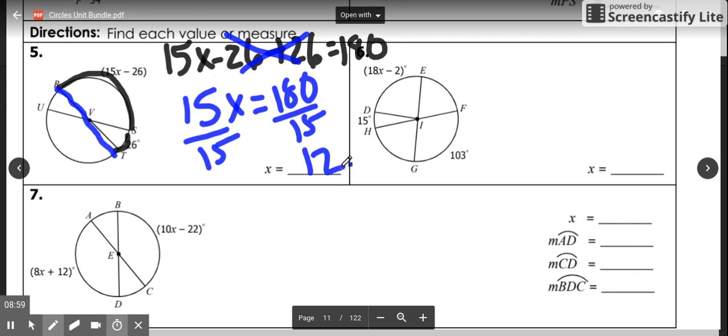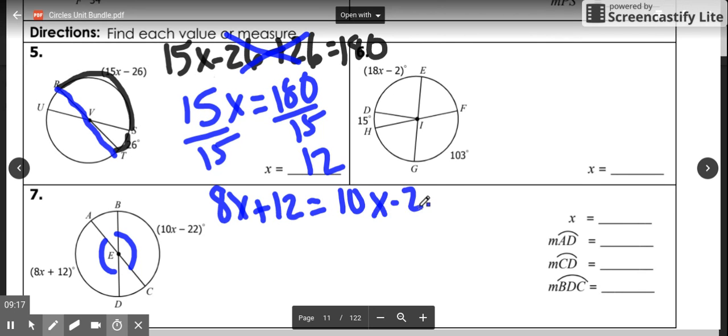Now I'm going to go ahead and set up number 7 for you just so you can see another scenario. But if you look at number 7, you'll notice these are vertical angles, which make them equal to each other. So you get 8x plus 12 equals 10x minus 22. Once you figure out what x equals, you'll have to come back and plug it in for x, figure out what this actual degree is, and then you can begin to solve for these.